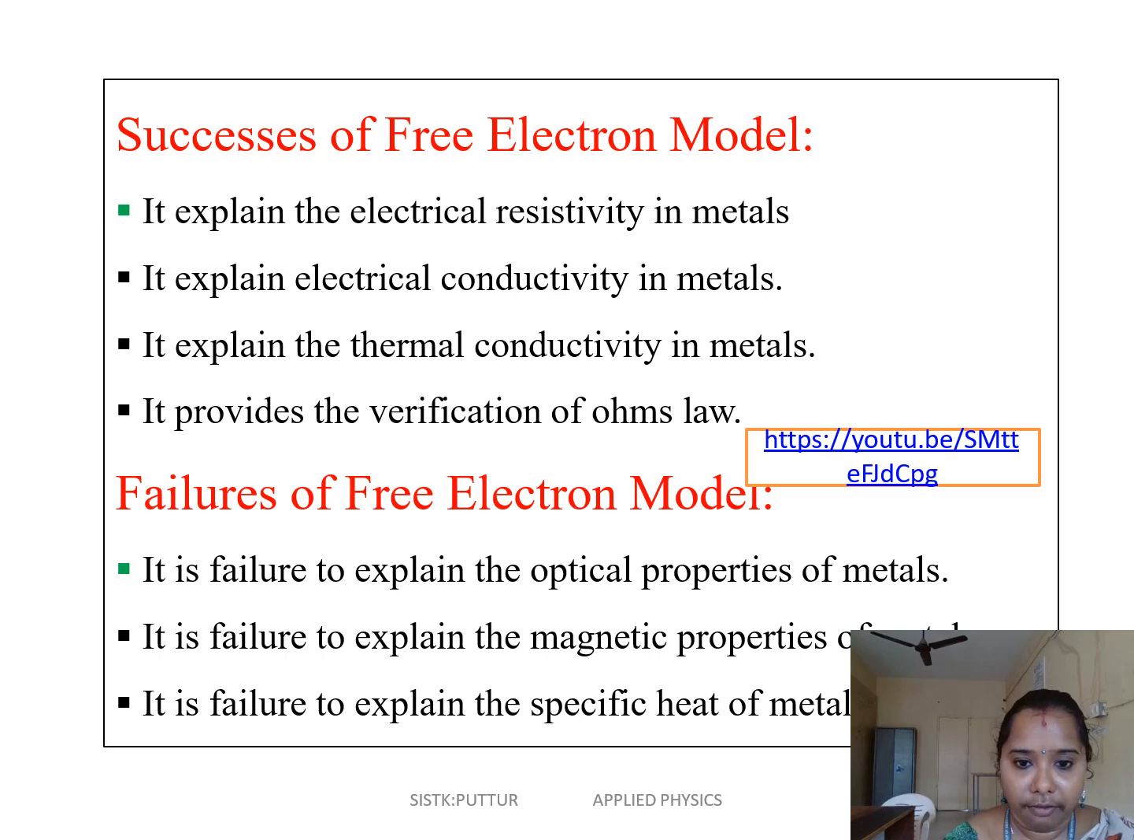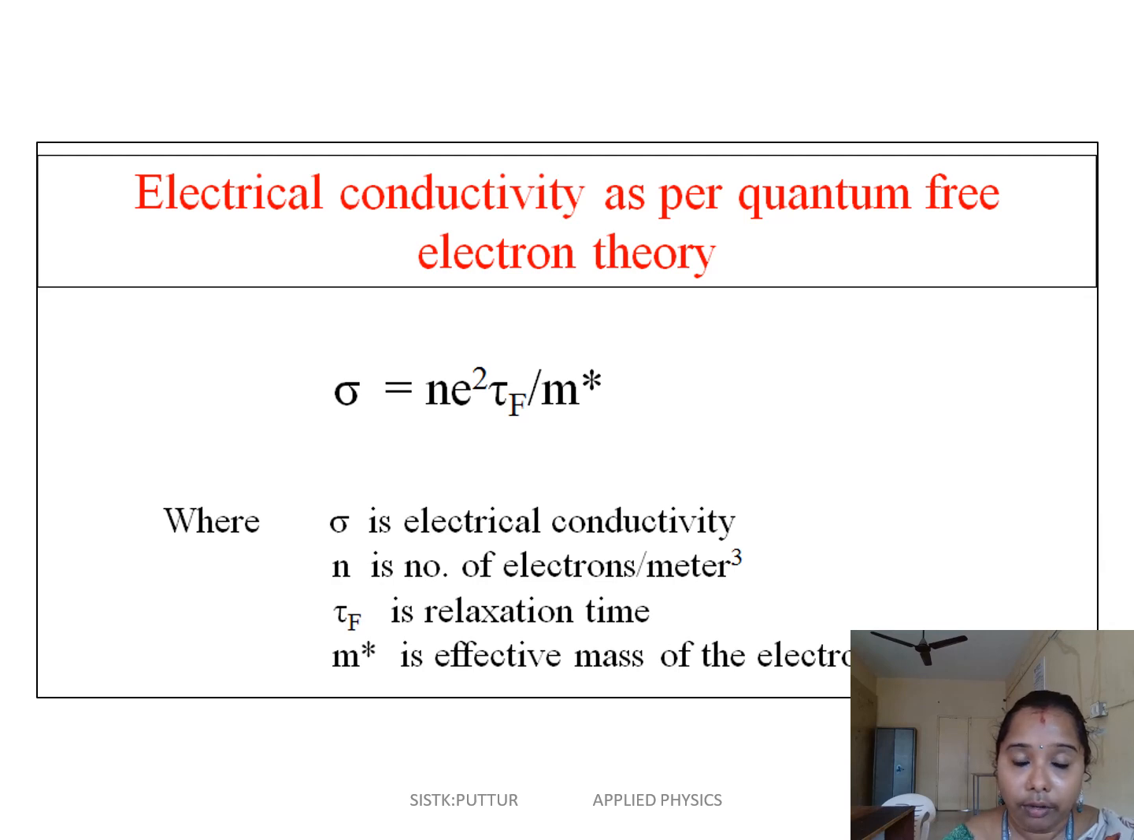But there are some failures in the free electron model. The main drawbacks of the classical free electron theory are that it does not explain the optical properties of metals, the magnetic properties of metals, and also the specific heat of metals. To overcome the drawbacks of the classical free electron theory, in 1928 Sommerfeld developed the quantum free electron theory. According to the quantum free electron theory, an electron is treated as a quantum particle, that is, a tiny particle.